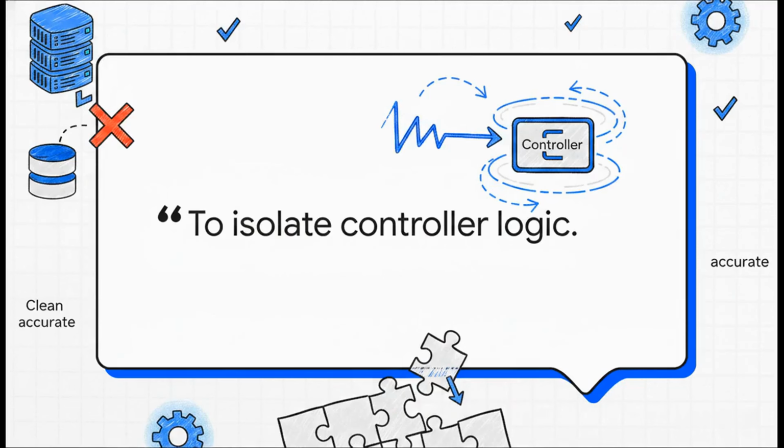That's it. That's the answer. It's clean, it's accurate, and it proves you understand the fundamental principle of unit testing. You're isolating the unit, which is the controller, to check its own behavior without any outside noise. It's a perfect senior-level response.